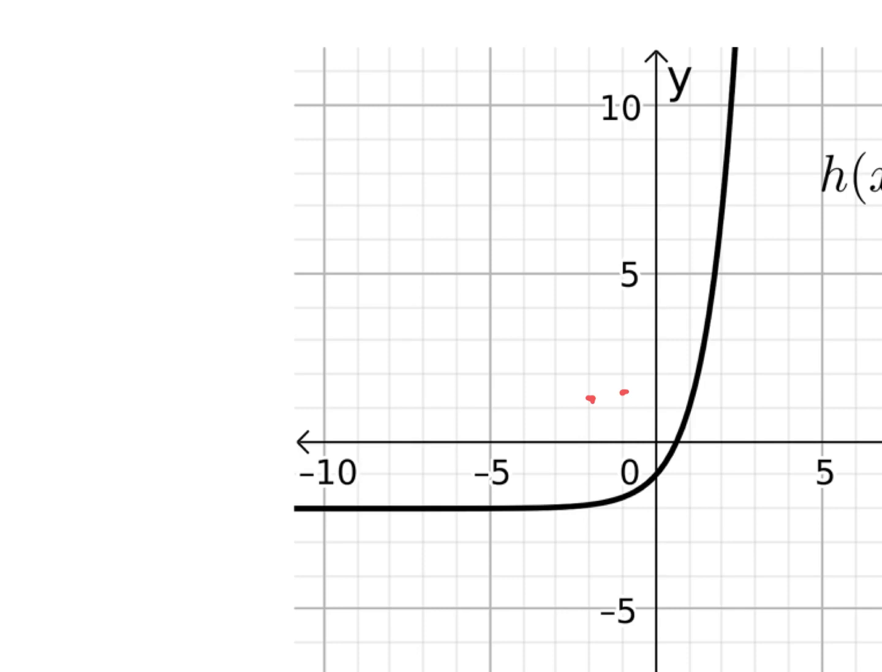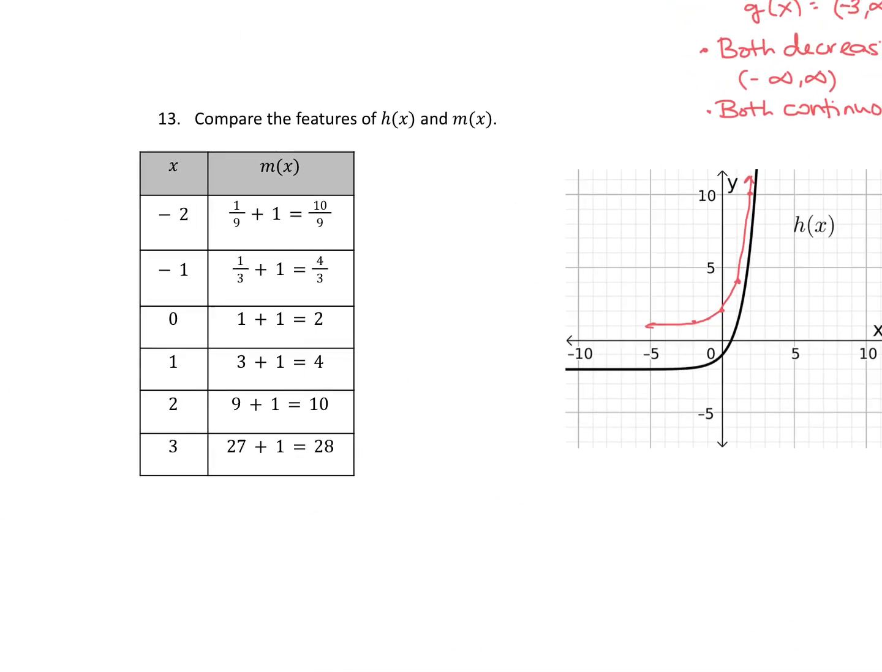At 0, we're at 2. 1, we're at 4. Right there. And then 2, we're at 10. All the way up here. So let's go ahead and connect that. And let's make some observations.